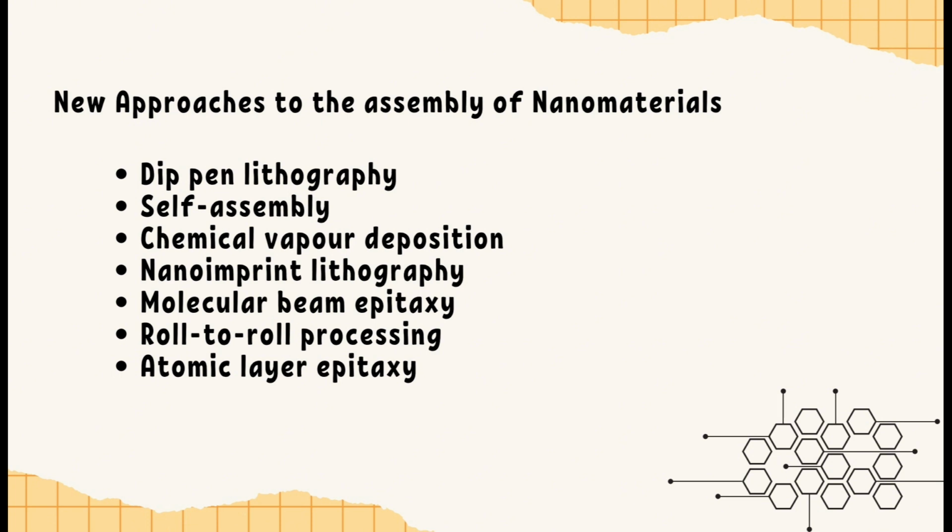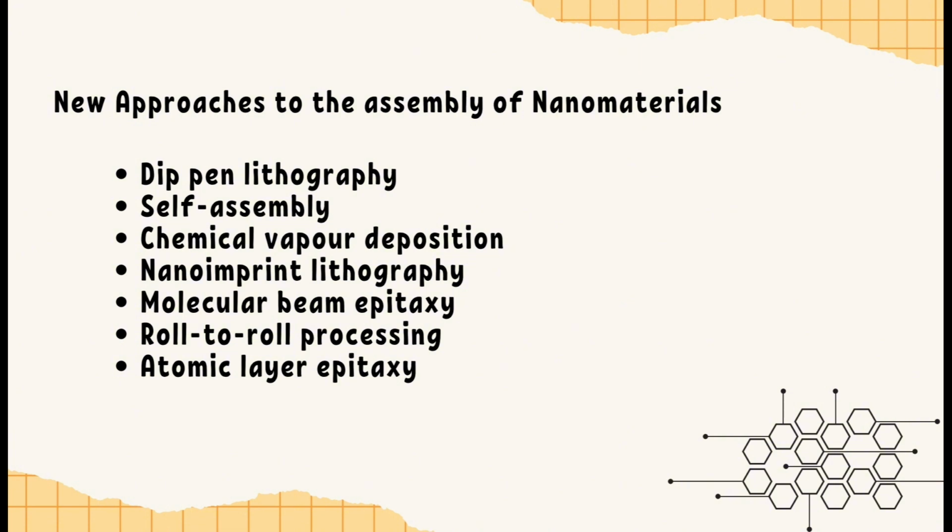Next is chemical vapor deposition. Ang chemical vapor deposition sa nanomaterials is a technique used to produce thin films or various types of nanomaterials by introducing gases or chemicals onto a substrate.